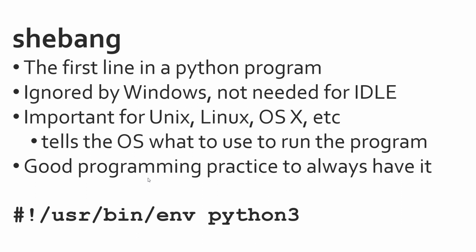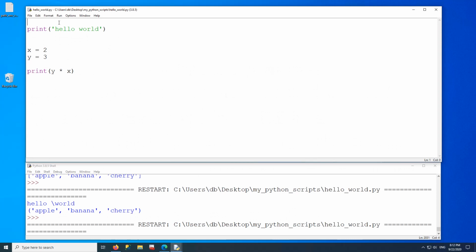Now, the shebang line is very important for Unix, Linux, Mac OS, and other Unix-like operating systems, because it tells the OS what to use to run the program. Again, you do not need it on Windows, but I like to use it in my programs because it just feels like a good programming practice. So here's my code. I'm going to add the shebang line on the very first line.